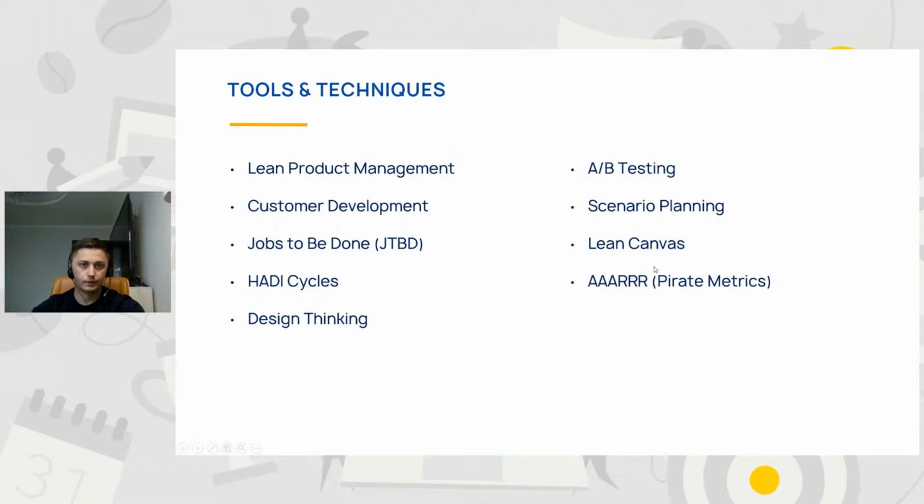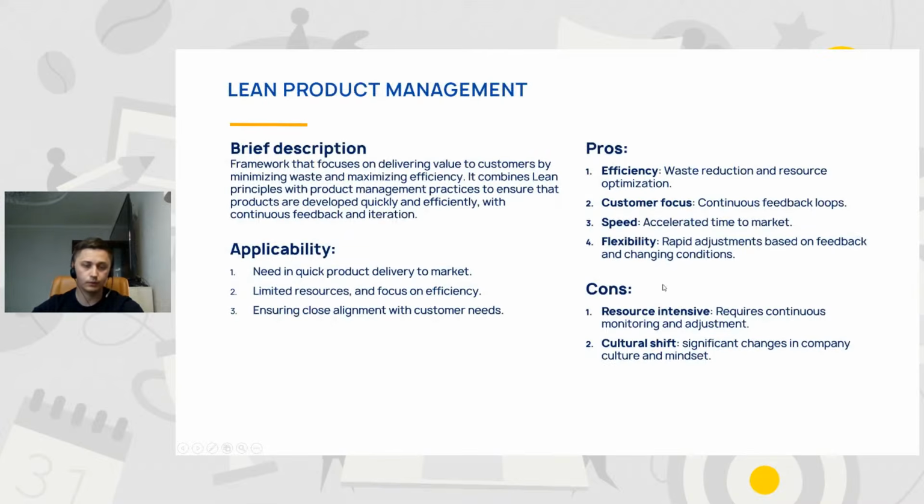And proceeding to the last section here, what tools and techniques can you use for implementation of the product approach? So here we may have lean product management, customer development, jobs to be done, Hades cycles, design thinking, A/B testing, scenario planning, lean canvas, and pilot metrics. Let's just go through each tool or technique and see how it can help.